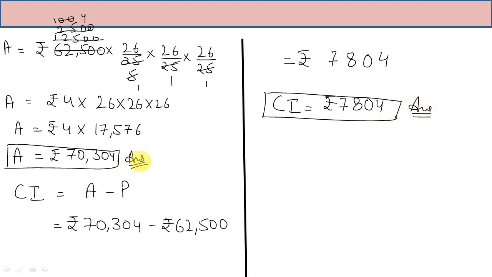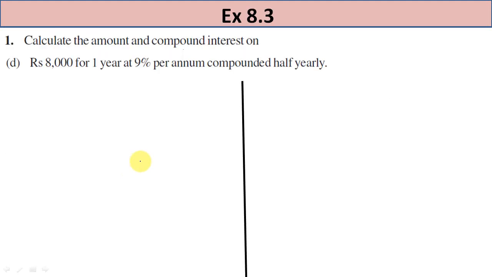Now let's see question number 1 D part, which is again a compounded half-yearly question. Calculate the amount and the compound interest on 8,000 rupees for 1 year at 9% per annum compounded half-yearly. So principal will be the same, which is rupees 8,000.